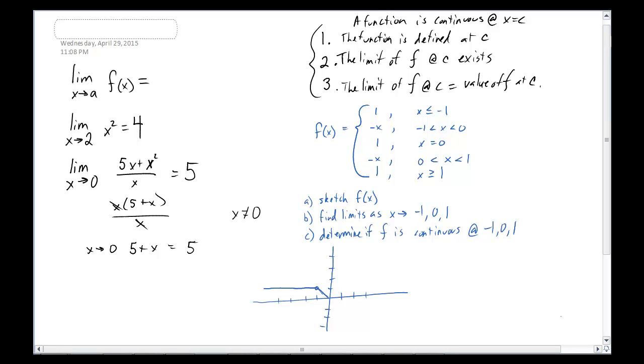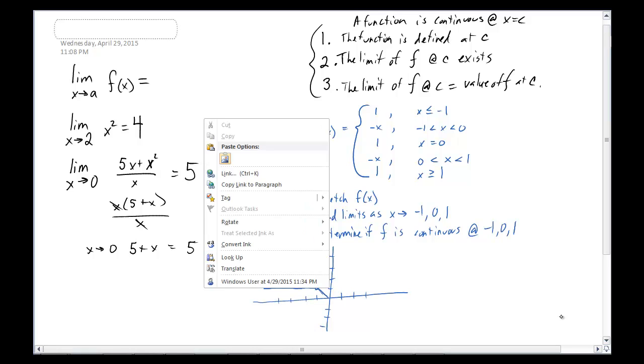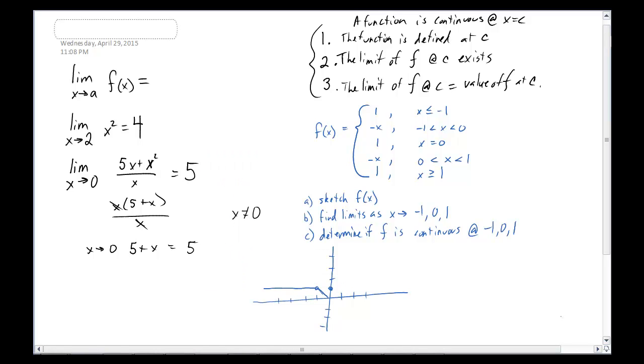At x equals 0, the value is 1. Oops, sorry. There we go. Value of x is 1. And then negative x, again, from 0 to 1. So that means I've got kind of a little hole here. And then from 0 to 1, it goes down again. And then it's positive 1 again. So this is a hole. And then it's positive 1 from here on.